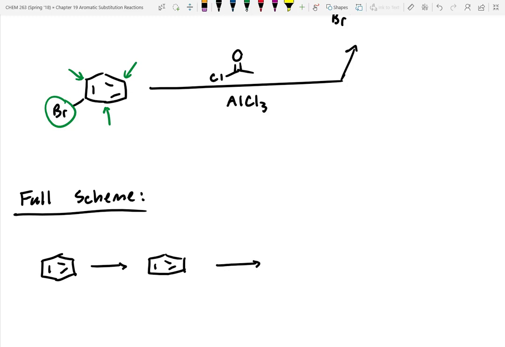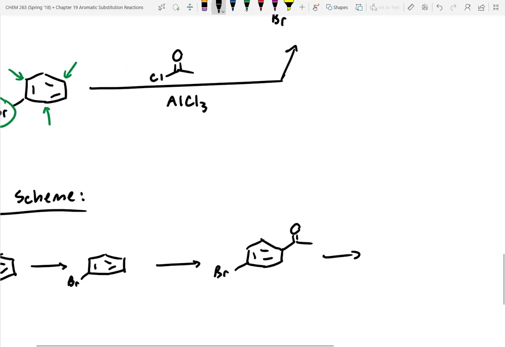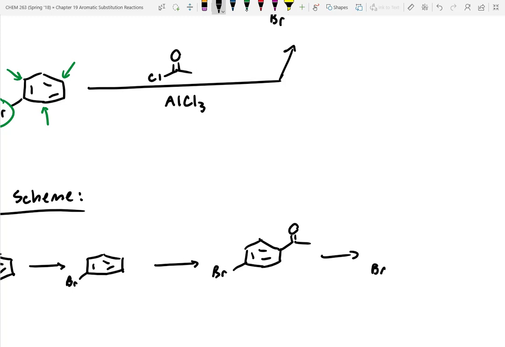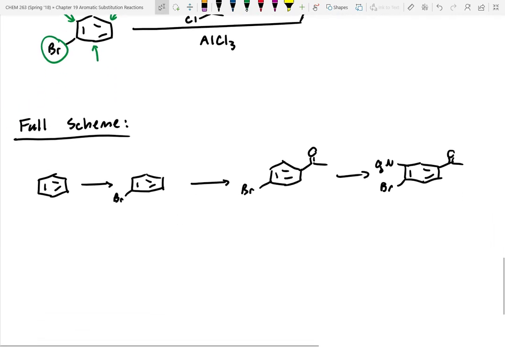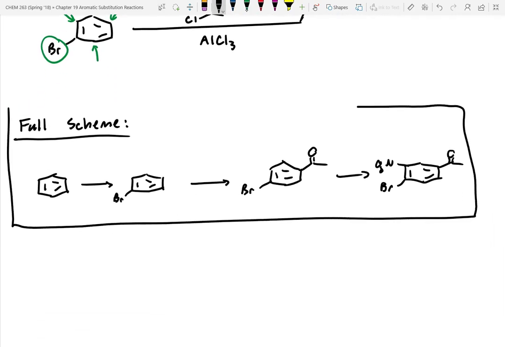Oh, actually, I'm going to keep it oriented the same so we're not confusing ourselves. To parabromoacetophenone, to our final product where we did that last nitration step. It's always a good idea to double check your work and make sure that you know all of the reagents. I'm not going to include the reagents here because we've already included that in our scheme right above. Does that make sense? Takes a lot of work to get good at these.